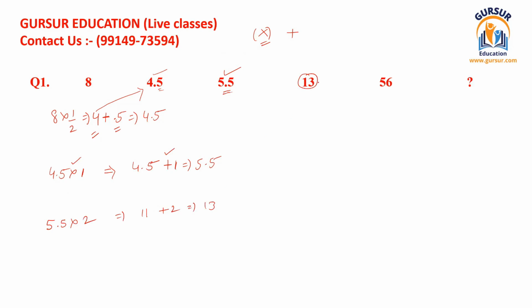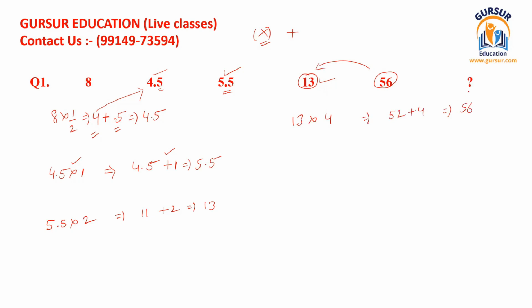And this is the third value. Now, I have to find the value of 56 on the basis of 13. So when I multiply 13 by 4, then I get the value of 52. And when I add 4 to that, then I get 56.